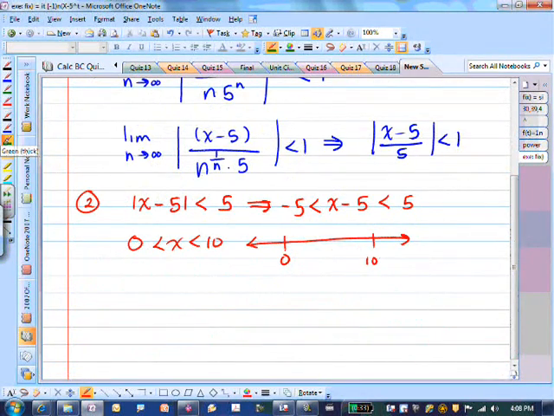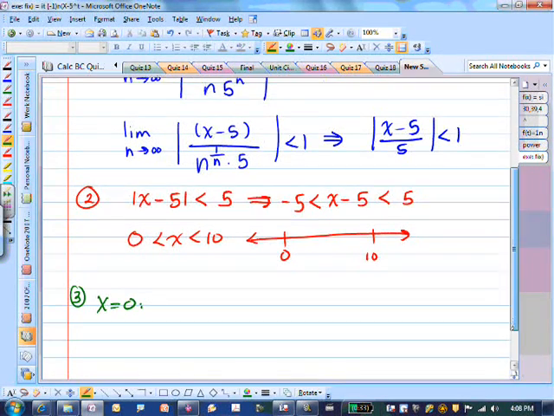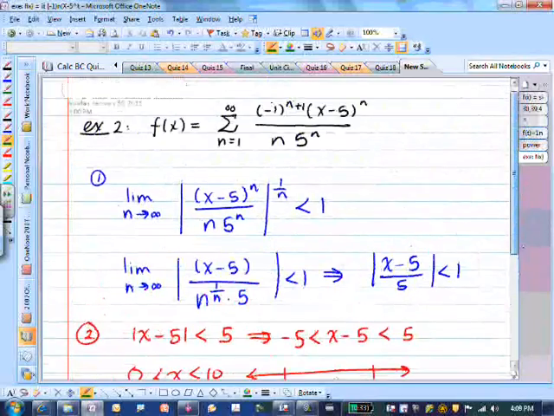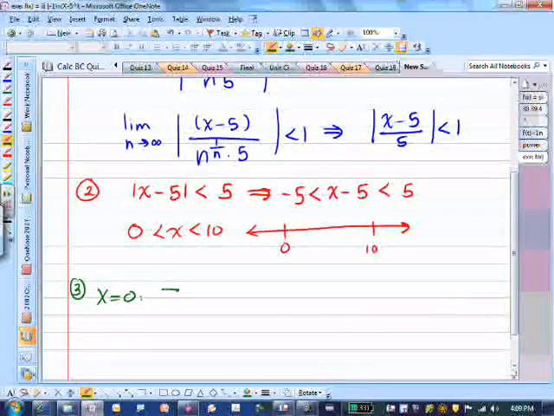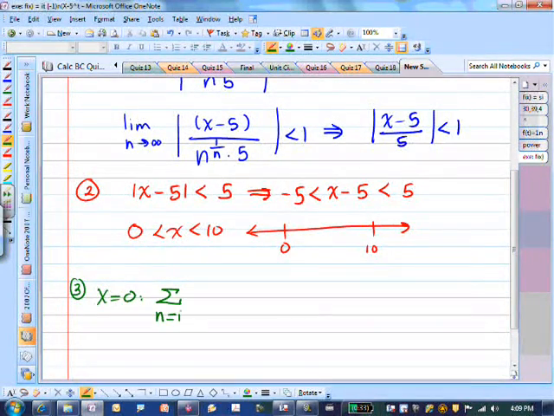Step 3 is going to be to test the endpoints. So let's start with x equals 0. This one's going to get a little complicated, so we'll be very careful to work this out completely. It's going to be the sum from n equals 1 to infinity of negative 1 to the n plus 1. Now, it used to be x minus 5, but it's going to be 0 minus 5. So now it's going to be (negative 5) to the n all over n times 5 to the n.